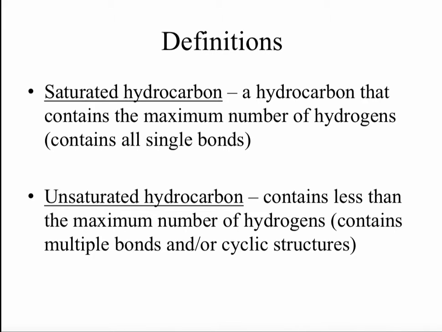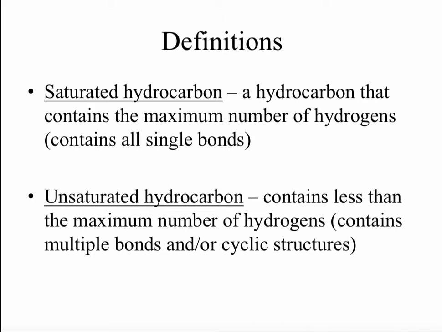An unsaturated hydrocarbon contains less than the number of hydrogens. Okay, so it's the number of multiple bonds, and actually the number of bonds in addition to a single bond, and or a cyclic structure. So if I have a ring structure in a compound, that counts as being an unsaturated site or part of the hydrocarbon.